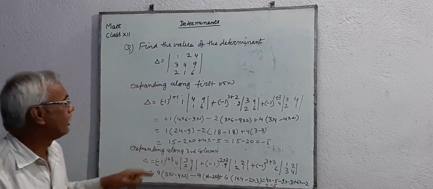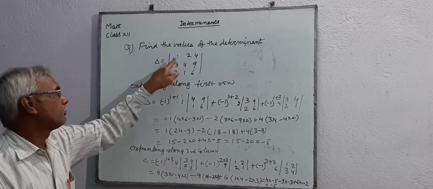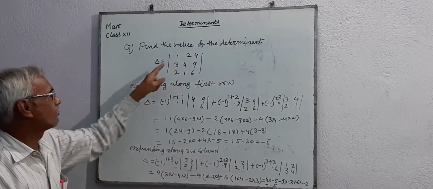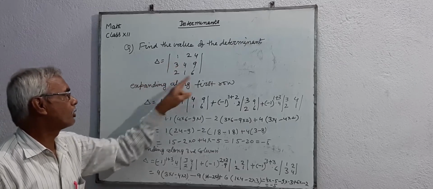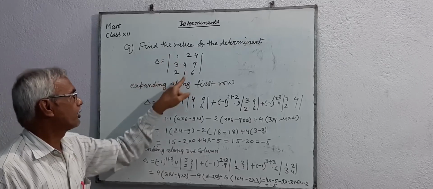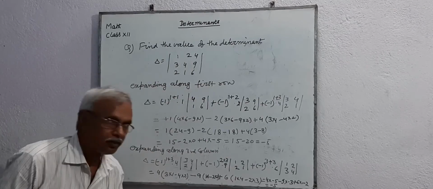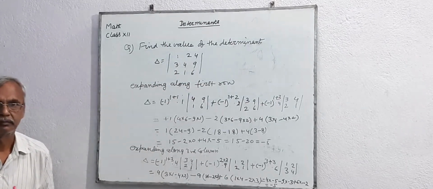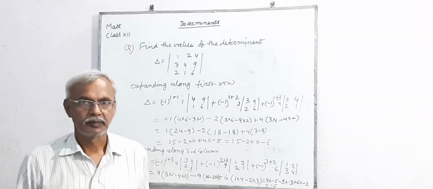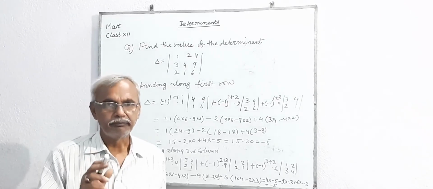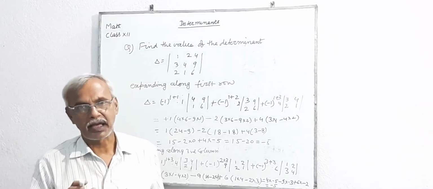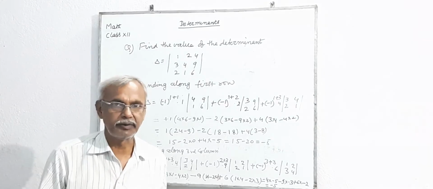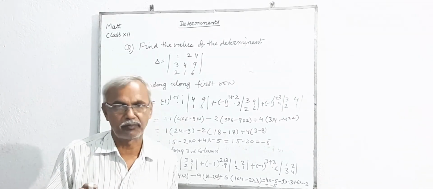Hence, evaluating the determinant along the first row, second row or third row, otherwise first column, second column, third column, we get the same result. In the next class, we'll study minor and cofactor of a determinant.